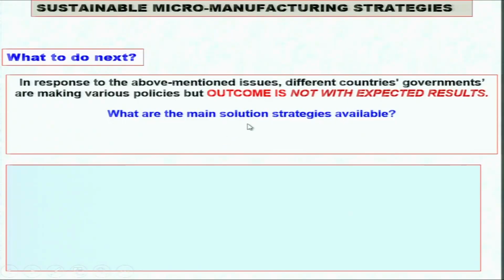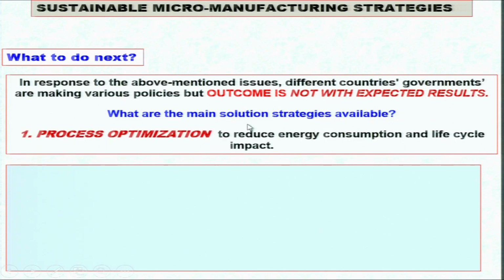What are the main solution strategies available then? These strategies are very important, and in my opinion, all the countries, industry, users, they can implement it. Process optimization to reduce energy consumption and life cycle impact. This is very important. Whosoever is making, wherever they are making, they should optimize the process so that they take minimum energy consumption in making a product.